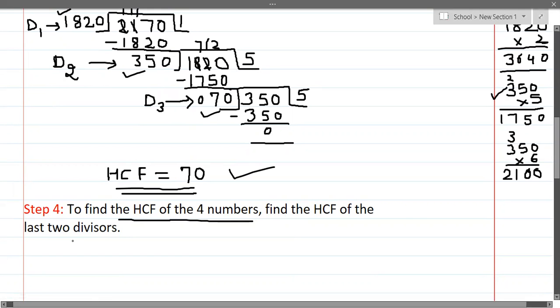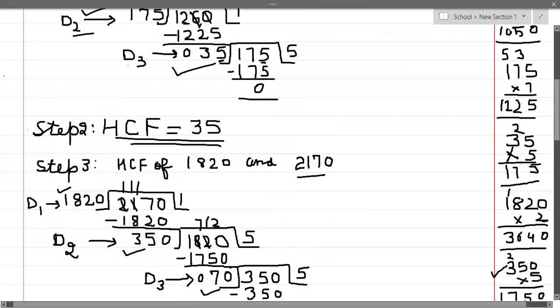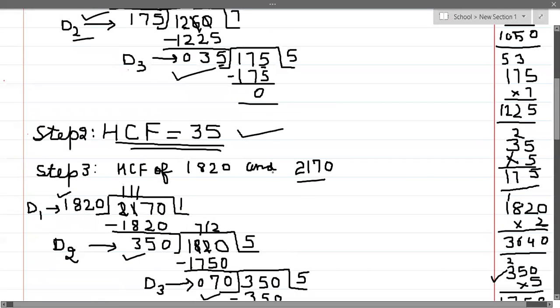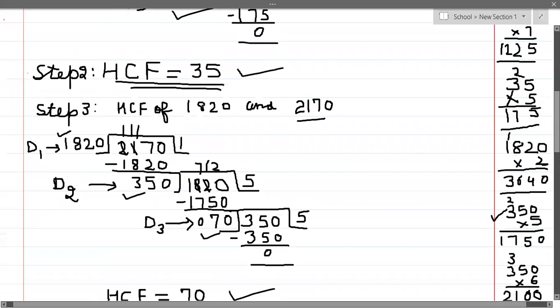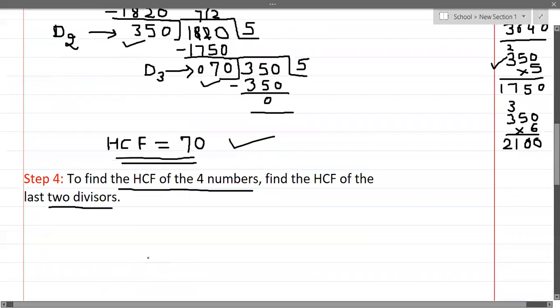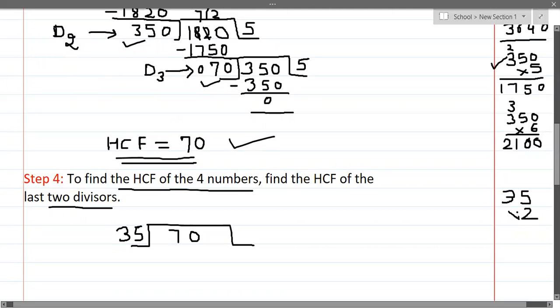How? To find the HCF of the last two divisors, because this is the answer of the first pair and this was the last divisor, right? And this is the answer of the HCF of the other two numbers and this was the last divisor. So you just have to divide the last two divisors, that is 35 and 70. So we will divide the last two divisors, 35 and 70. Okay, so 35 you have to write outside and 70 inside. And you know very well if you multiply 35 by 2, you will get 70. 35 2s are 70 and it is directly going.